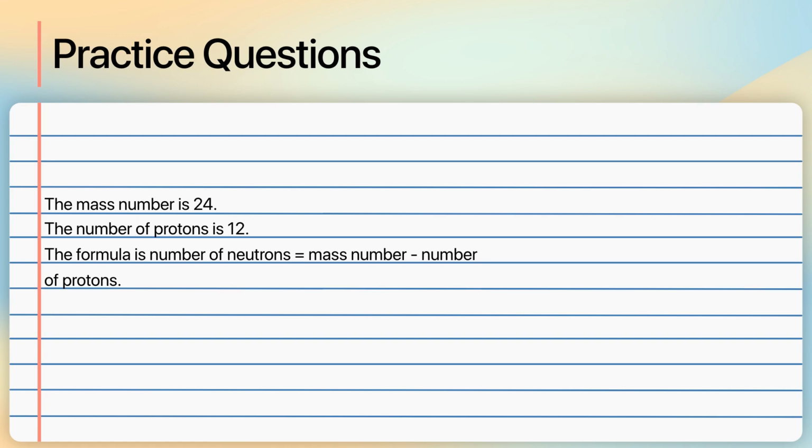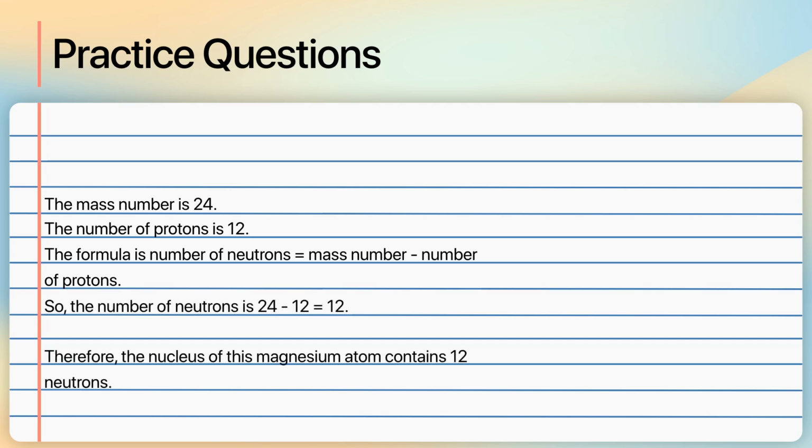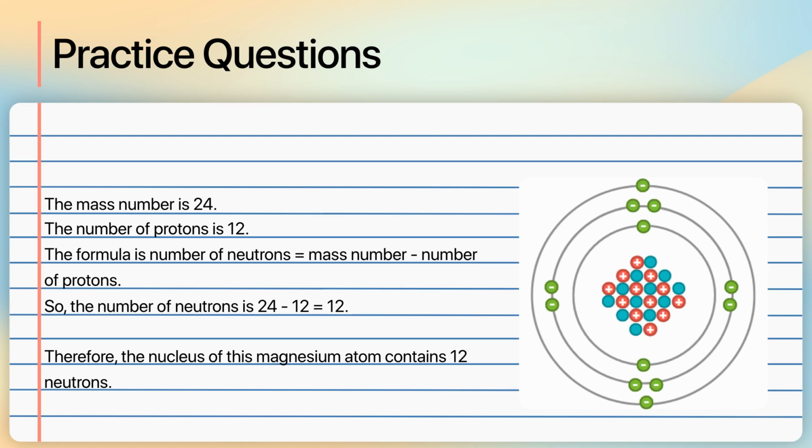Now, here's the answer. Firstly, we need to identify the mass number. This is 24. Then we identify the number of protons. This is 12. Now we can use the formula. Number of neutrons equals mass number minus the number of protons. Finally, we calculate the number of neutrons. 24 minus 12 equals 12. Therefore, the nucleus of this magnesium atom contains 12 neutrons. You can visualize this by referring to the diagram, where you would see 12 red spheres, protons, and 12 blue spheres, neutrons, within the nucleus.